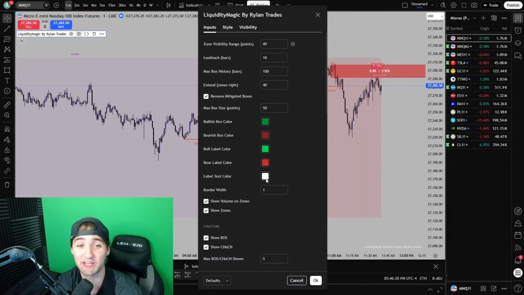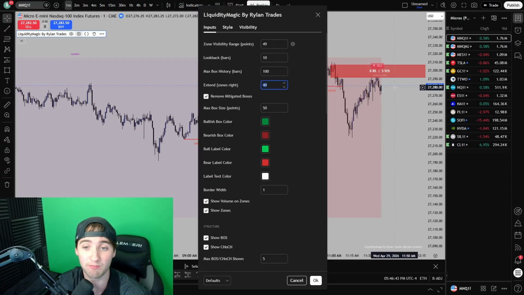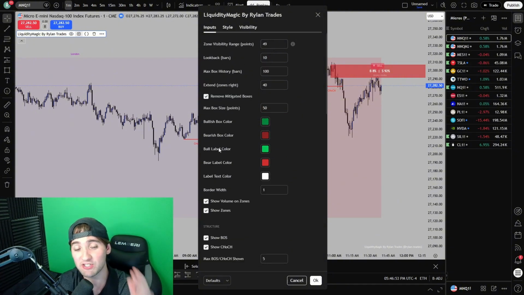In the settings of this indicator, by the way, we're going to see zone visibility range. Basically, anytime price is far away from a zone, it's not going to mark it. So say if price is 49 points away from a zone, it will mark it out then. We also have look back, max box history, and extend zones right. You could always extend the zones right to make it show further. However, I like to keep this on default. Everything else is on default here.